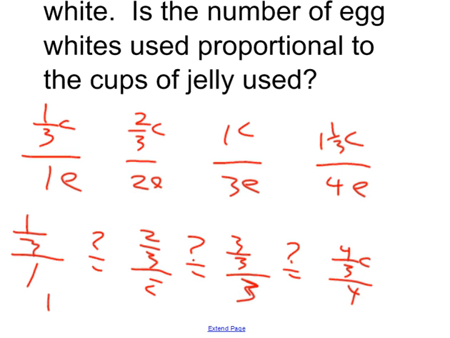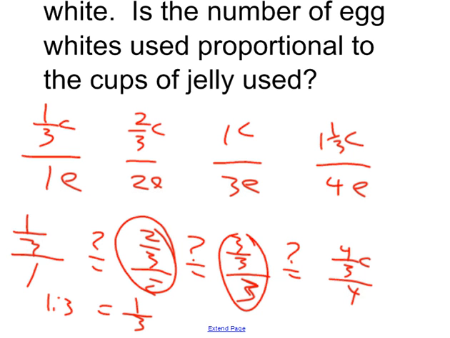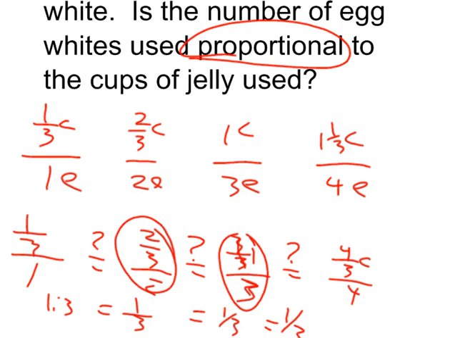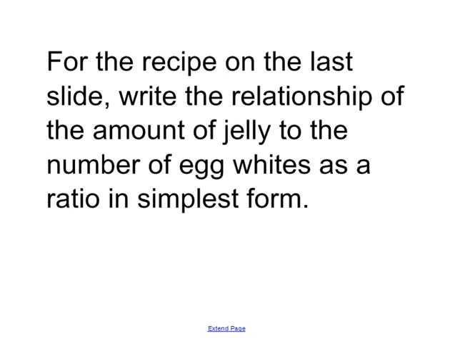Well, 1/3 to 1 is 1 to 3. 2/3 to 2 is equal to 1/3. That fraction reduces to 1/3. This fraction reduces to 1 to 3, because this reduces to 1, so it'd be 1/3. So far, they are all equal. And 4/3 divided by 4 is also 1/3. So yes, this is proportional. Please do the next one on your own. Come back and check with the video when you're done.